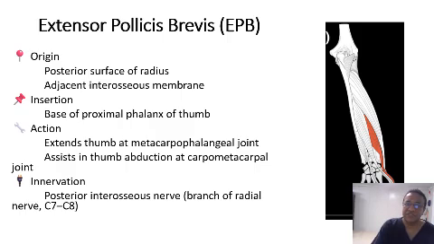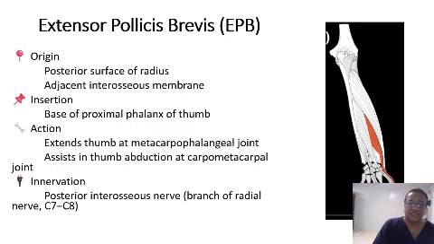EPB is one of the two tendons that pass through the first extensor compartment beneath the extensor retinaculum. This anatomical detail becomes clinically important in conditions such as recurrent tenosynovitis, where inflammation of this compartment leads to pain during thumb movement, especially in activities like lifting a child or gripping a tool.